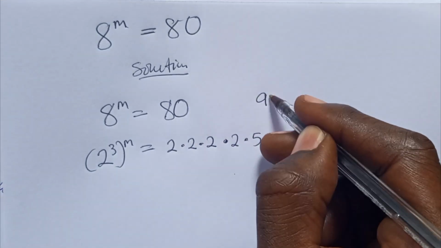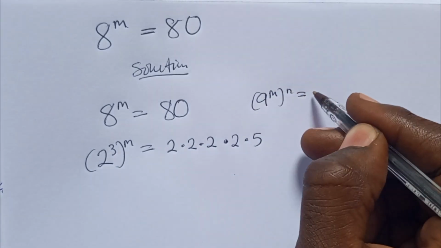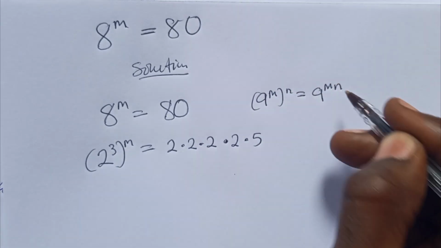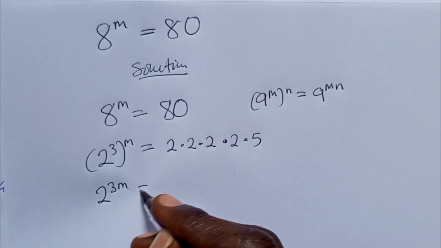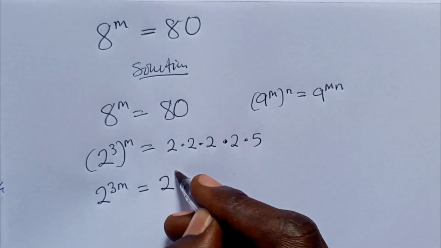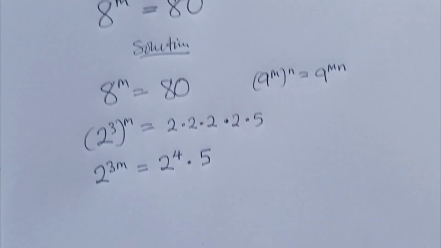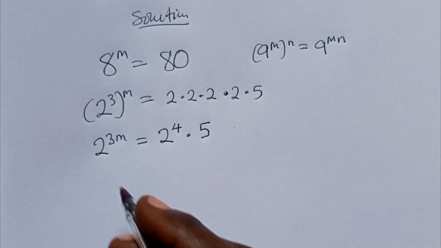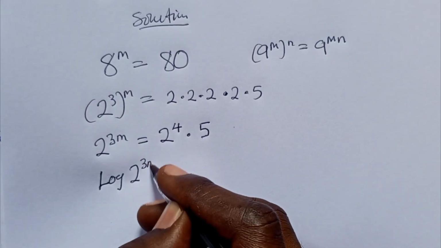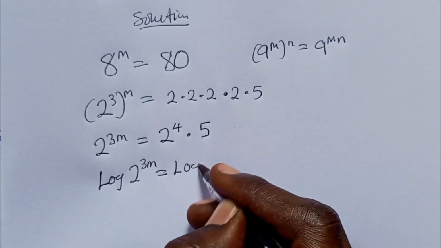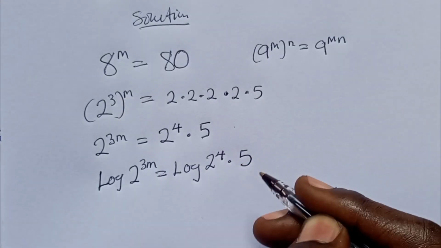And recall, if we have a to the power of m, all to the power of n, the power of a power law, it is the same thing as a to the power of mn. So applying that here, we're going to have 2 to the power of 3m equals, this is the same thing as 2 to the power of 4 times 5. So this is what we have. Let's apply log on both sides: log of 2 to the power of 3m equals log of 2 to the power of 4 times 5.